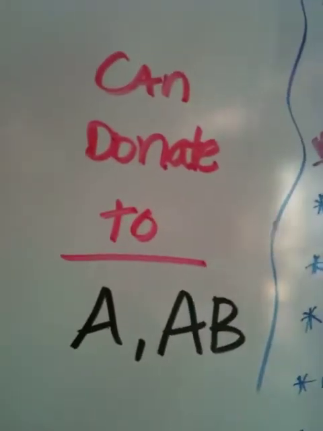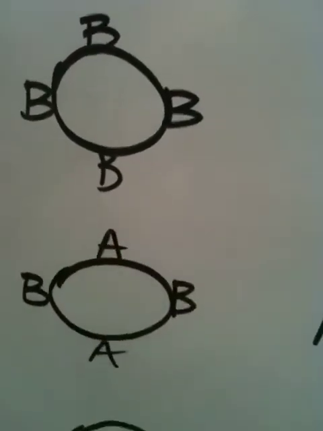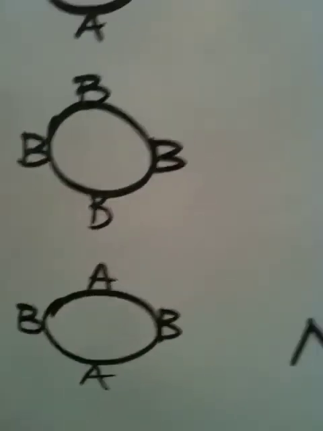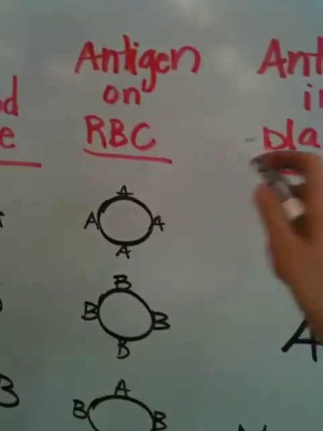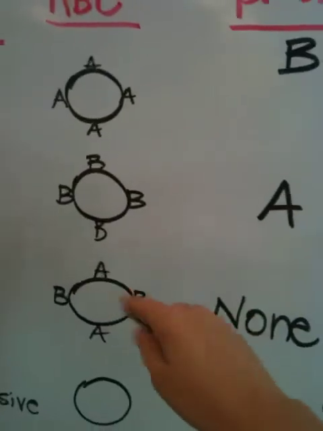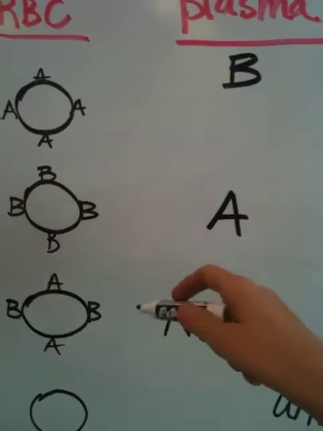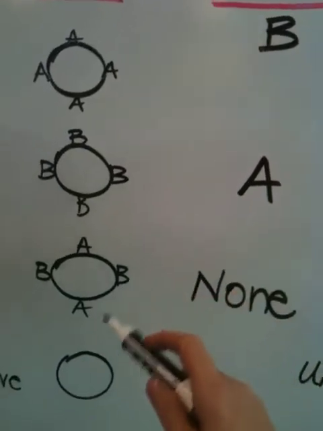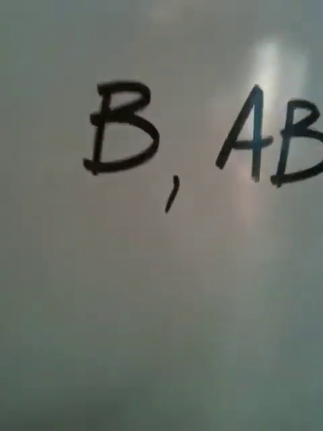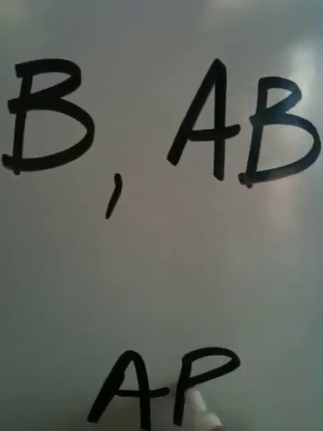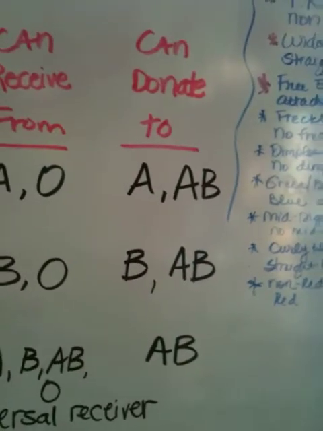Now, who can it donate to? Well, remember, it has both an A and a B protein on its red blood cell. So, if you look back here, if you have type A blood, you don't want any B's, so that would get rid of those. If you have type B blood, you don't want any A's, okay? And we'll get to O in a minute. So basically, ABs can only go to other ABs. That's the only people that they can donate to.